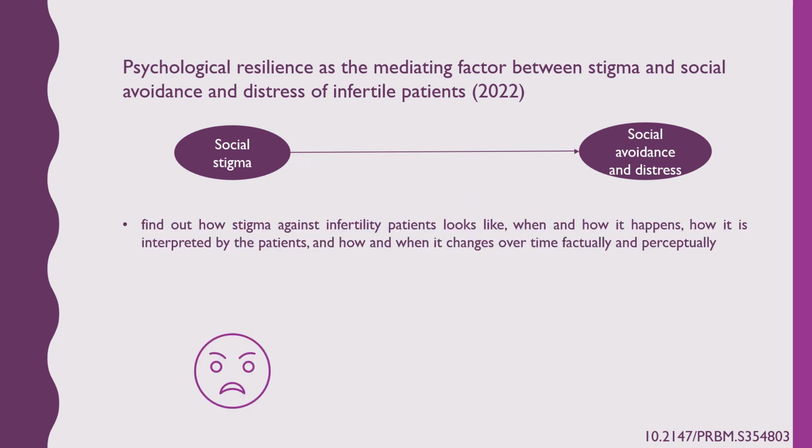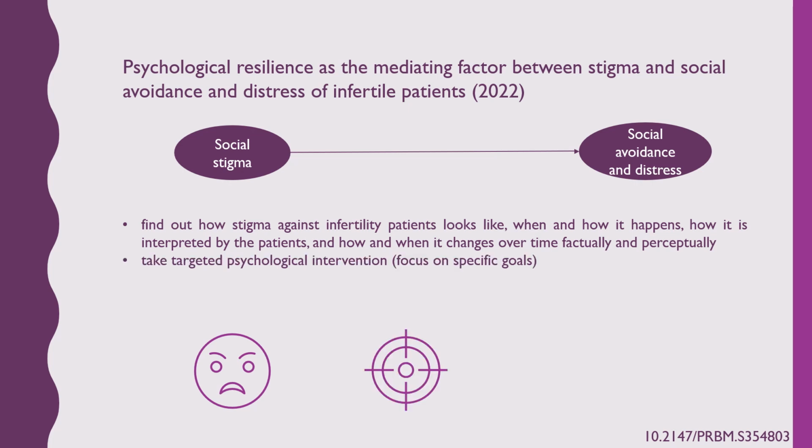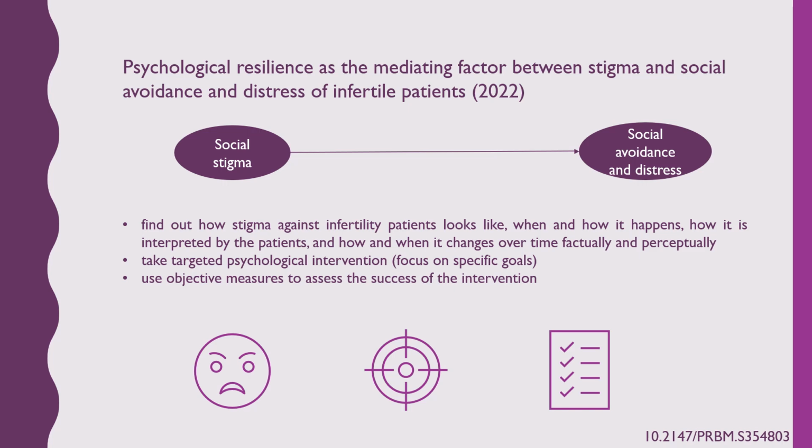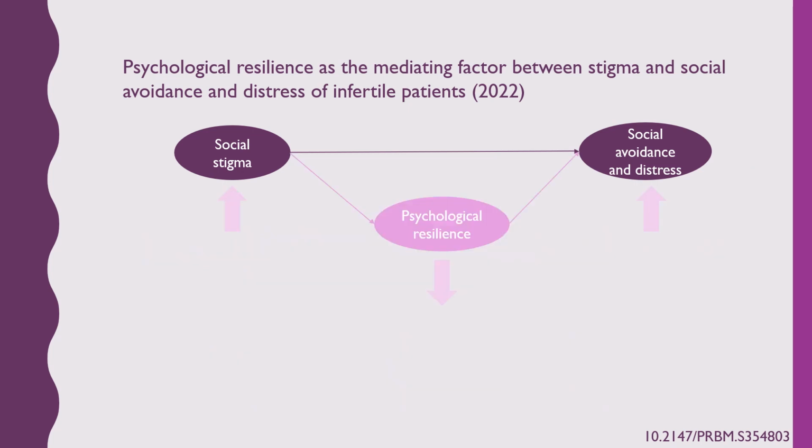So we need to know how stigma against infertility patients looks like, when and how it happens, how it is interpreted by the patients, and how and when it changes over time, how it changes factually and perceptually. We need to take targeted psychological interventions, focus on specific goals, and use objective measures to assess the success of the intervention. And these things might help social avoidance and distress decrease.